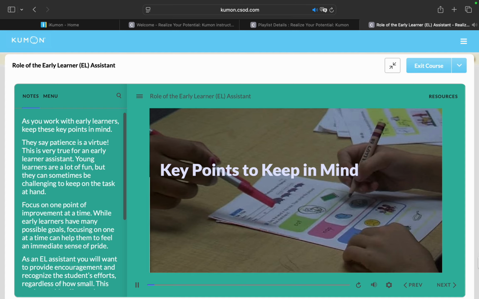As you work with early learners, keep these points in mind. They say patience is a virtue. This is very true for an early learner assistant. Young learners are a lot of fun, but they can sometimes be challenging to keep on the task at hand. Focus on one point of improvement at a time. While early learners have many possible goals, focusing on one at a time can help them to feel an immediate sense of pride. As an EL assistant, you will want to provide encouragement and recognize the student's efforts, regardless of how small. This can have a big effect on how they feel about their work.